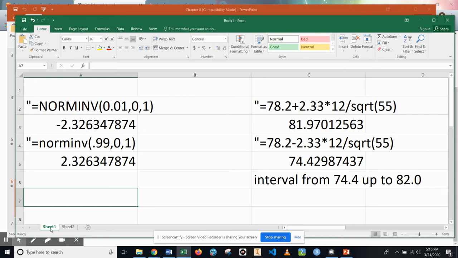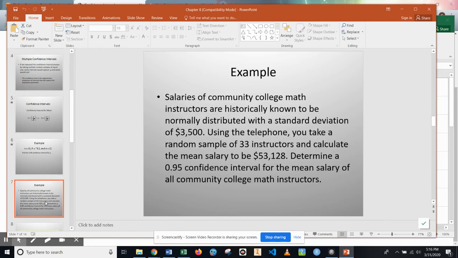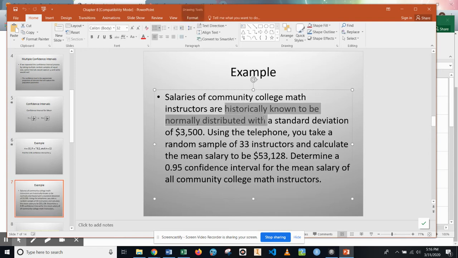All right, so next example. We're dealing with salaries of community college instructors. We've got a standard deviation. It's normal historically, so that's our population standard deviation of 3,500. We have a sample size of 33. We have a mean, and we have a 95% confidence interval.